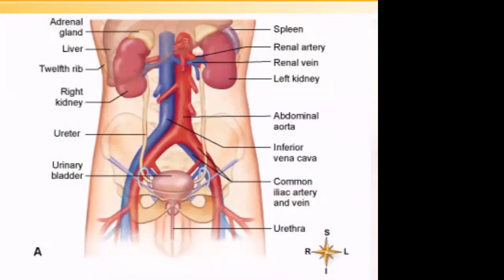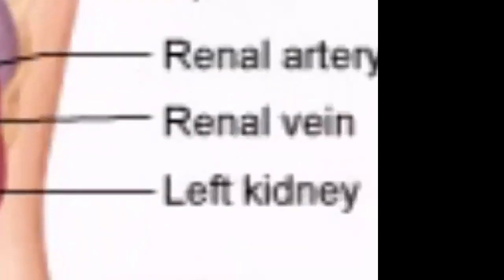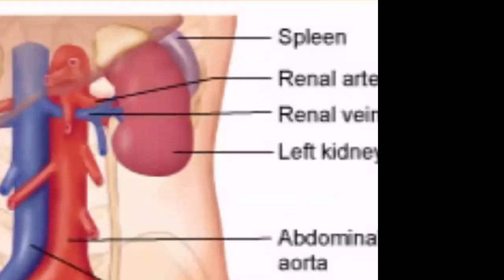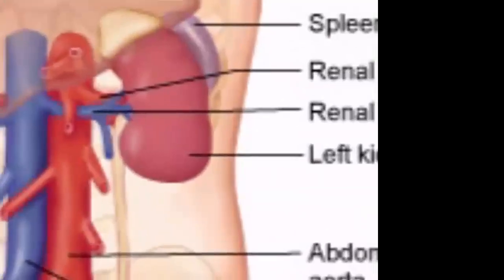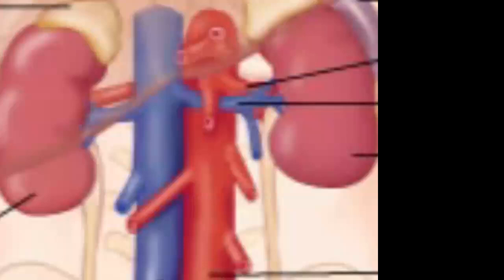Located in the retroperitoneal space, this is in the flank of the back, so they're more towards the back of the body. They have a hilum, an indented area where everything either comes in or goes out of them. So if I zoom in a little bit here, if you look at the renal artery going into the kidney and the renal vein coming out, you can see it on the right kidney here.